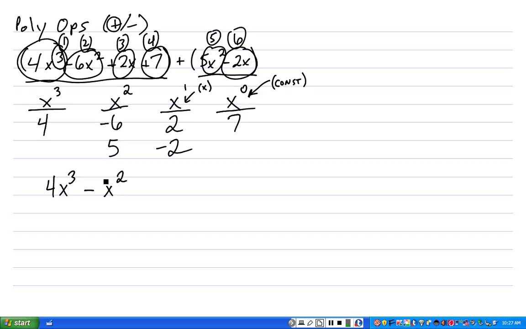You don't write the 1. Remember, we do not write the 1's in front. You just write the negative x squared, and the 1 is understood to be there. Okay? Now we go to our x's.